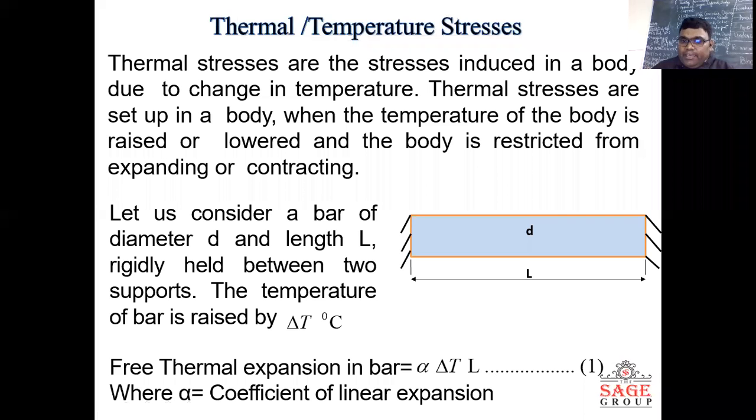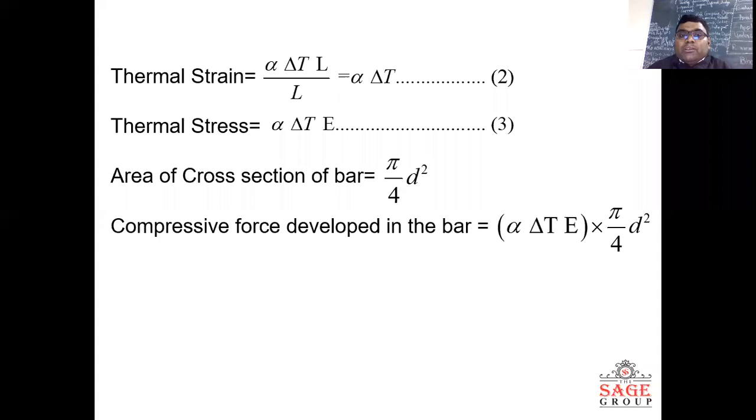So if you know that the change in length in the bar is alpha delta T L, you directly get the change in length. If you divide by L, the change in length upon original length is called the strain. So once you have alpha delta T L, you divide by the length L and you get the strain. Because this is due to temperature, it is called temperature strain or thermal strain. I think you are getting my point.